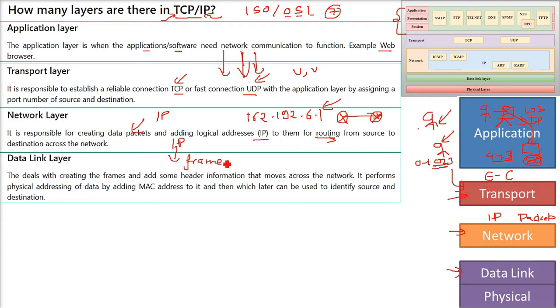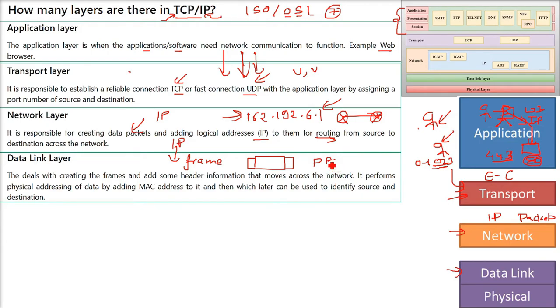Mostly the fragmentation part is done at this layer, the network layer, and now these are converted into frames. And the data link layer will add some header and also some trailer that moves across the network. So it performs physical addressing of data by adding a MAC address to it. Now see, very important: the network layer was assigning a logical address, which was the IP number, but the data link layer is adding the MAC address. So physical address we are talking about, actual address.